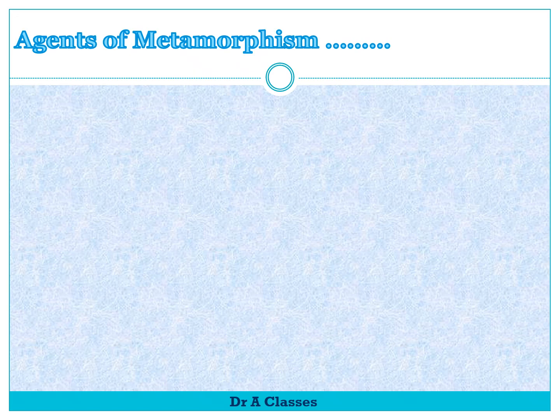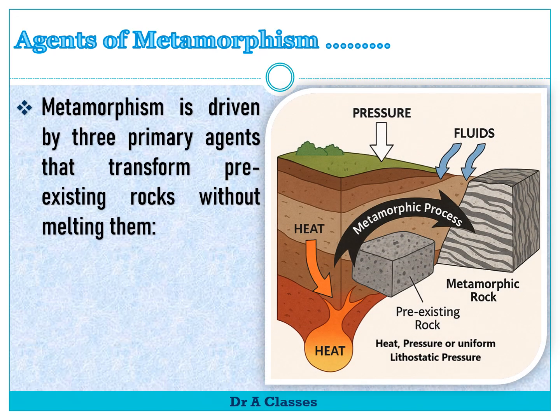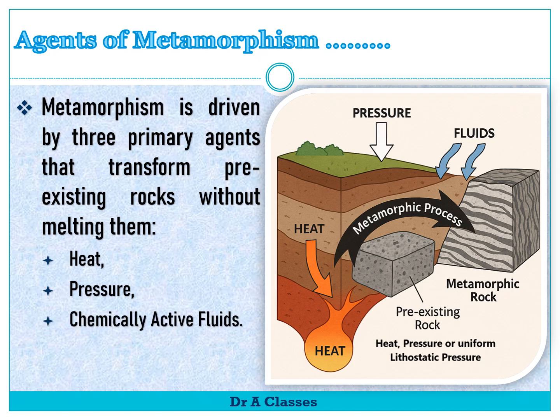Agents of metamorphism. Metamorphism is driven by three primary agents that transform pre-existing rocks without melting them. Heat increases the speed of chemical reactions and causes minerals to recrystallize into more stable forms. Pressure includes both the weight of the overlying rock and the directed force of tectonic events. This pressure can cause minerals to reorient, creating a layered texture known as foliation. Chemically active fluids, hot iron-rich fluids, circulate through the rock. These fluids accelerate chemical reactions and can transport materials, leading to the growth of new minerals.